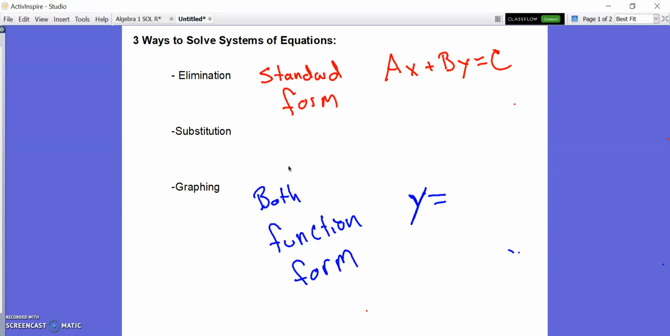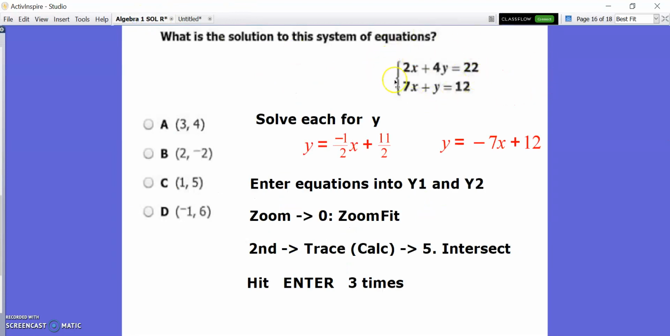which means it's solved for y, both are solved for y. And the reason it's best in function form is because your graphing calculator will graph in function form, and that's the only way it graphs. So looking at this problem, if we were doing this by hand, these are both in standard form, so we would be best served to try elimination. But we want to do this in our calculator.